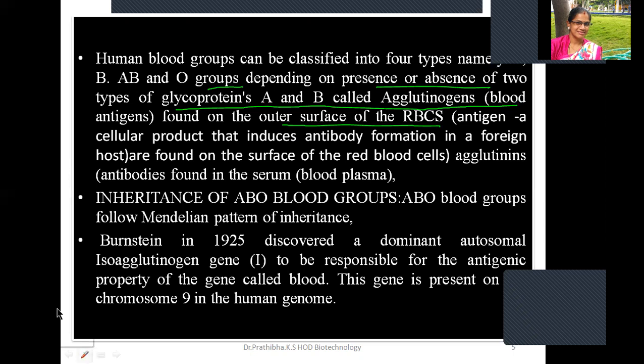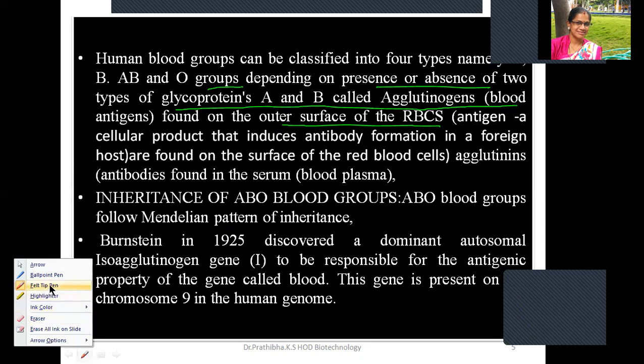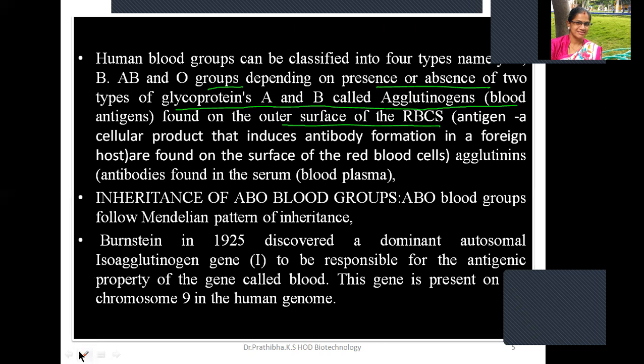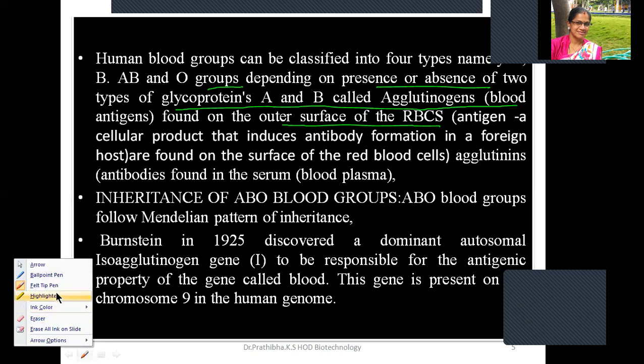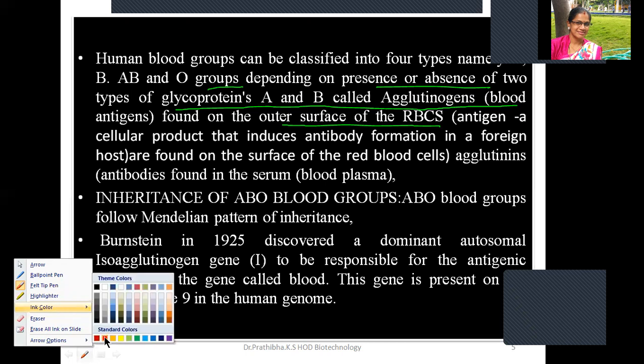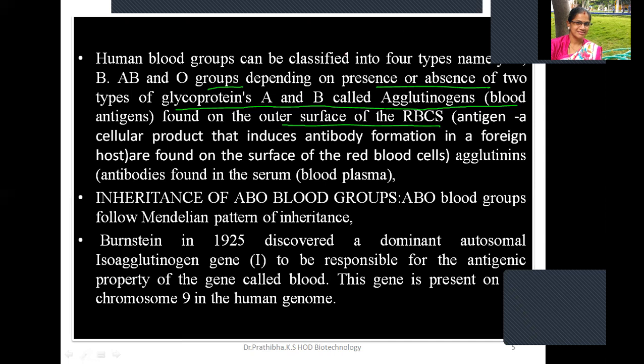Antigen means what? An antigen is a cellular product that induces antibody formation in a foreign host. That's why those glycoproteins were called antigens.